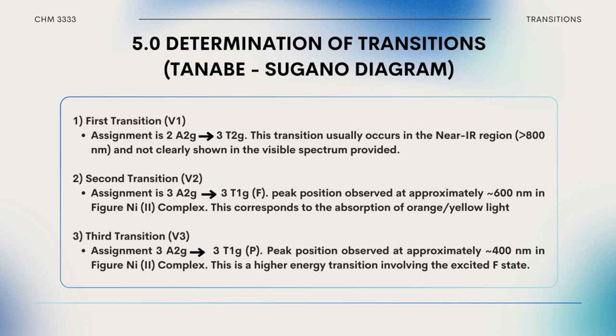The first visible peak, located at approximately 600 nanometer, is assigned to the transition from the ground state 3A2g to the excited state 3T1g(F). The second, higher energy peak or shoulder observed around 400 nanometer, is assigned to the transition from 3A2g to the 3T1g(P) state. The third transition, ν1, usually occurs in the near-infrared region and is not shown here.